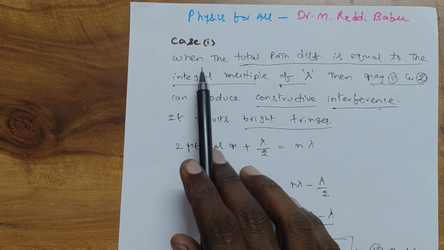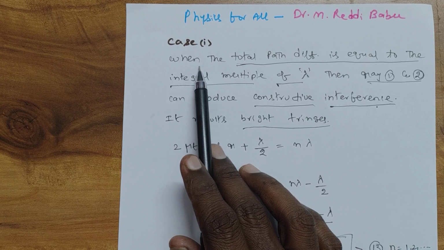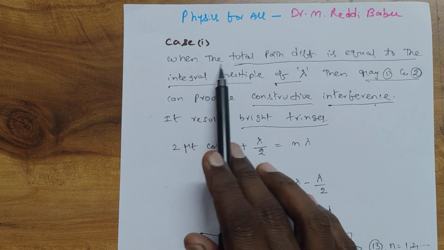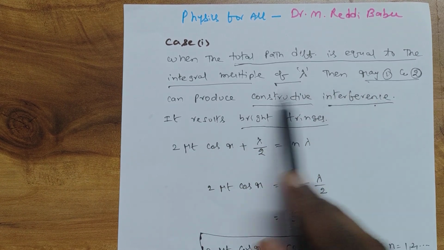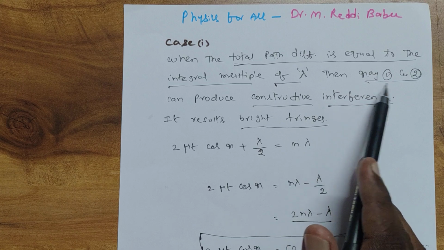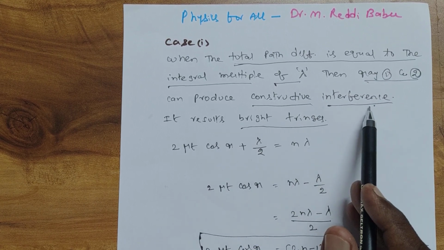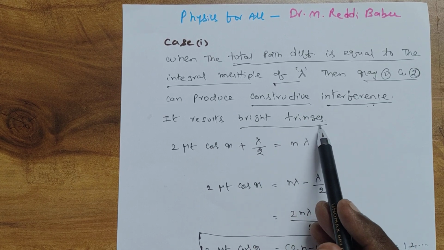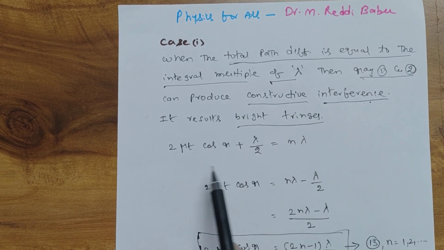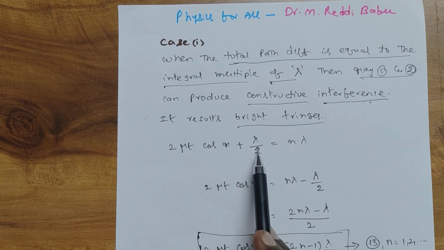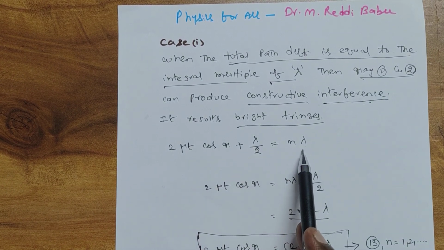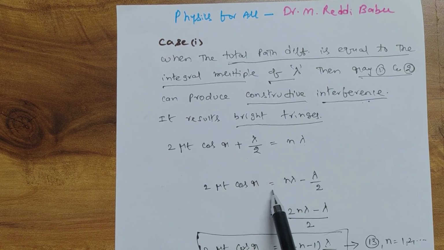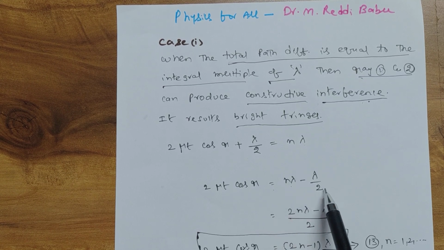Now using the 12th equation, we have to calculate conditions for the bright fringe and dark fringe. The condition for the bright fringe can be obtained when the path difference is equal to an integral multiple of lambda, then ray 1 and ray 2 can produce constructive interference. Because of the constructive interference, it produces bright fringes. Condition for the bright fringes: 2 mu t cos r plus lambda by 2 is equal to n lambda. In this equation, send lambda by 2 to the right hand side, and 2 mu t cos r is equal to n lambda minus lambda by 2.